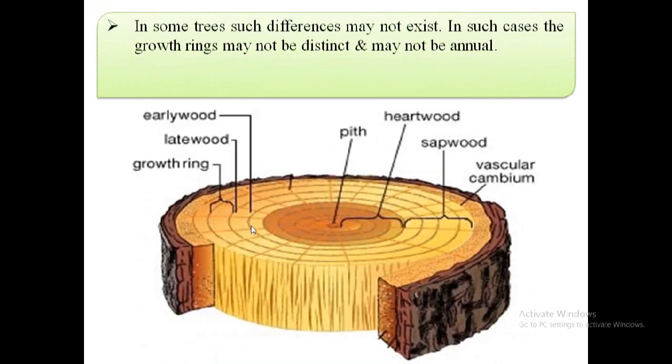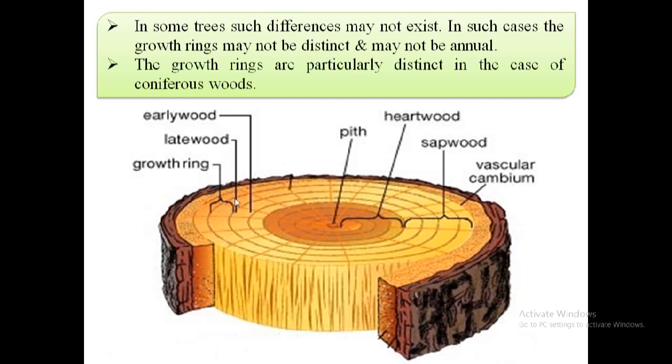In some trees, such differences may not exist. In such cases, these growth rings may not be distinct and may not be annual. These growth rings are particularly distinct in the case of coniferous woods.